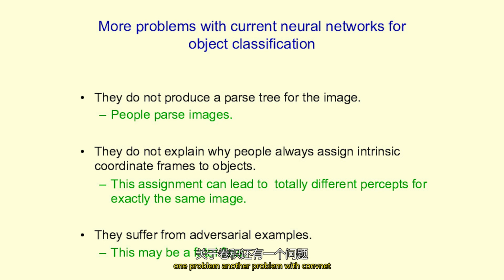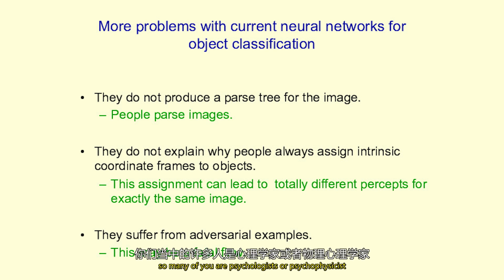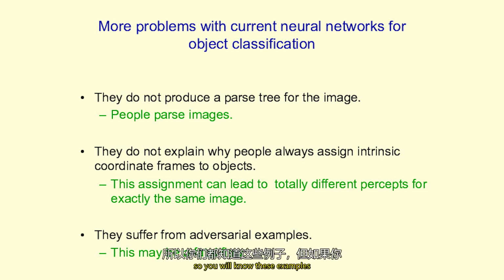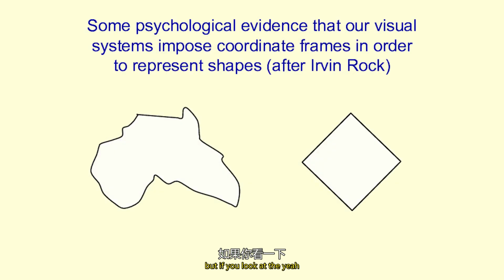Another problem with convnets is they don't produce a parse tree for an image. And it seems sort of psychologically realistic to think when I see a scene, I do something like parsing it. I know which parts are which and which parts belong to which wholes. So that's one thing they don't do, convnets. Another thing they don't do is they don't assign intrinsic frames of reference to objects. So many of you are psychologists or psychophysicists, so you will know these examples. But if you look at the object on the left, yes.